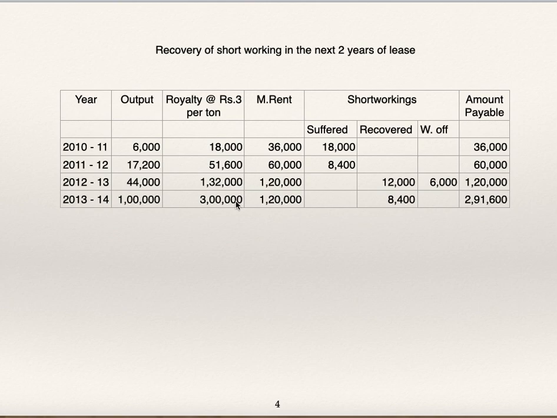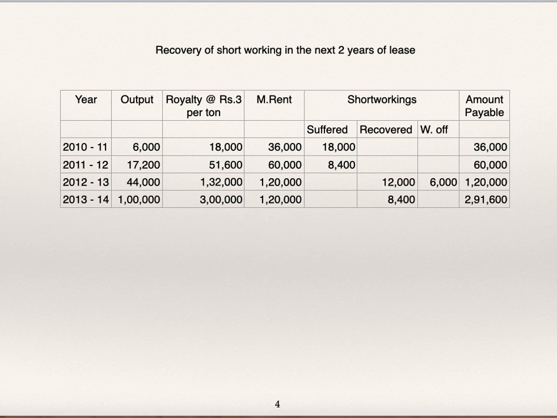For the year 13-14, royalty is 3 lakhs. Minimum rent is 1,20,000. Amount to be recovered is 8,400 that he can easily recover. So 3 lakh minus 8,400 is amount payable to landlord, which is 2,91,600. Amount payable is royalty or minimum rent, whichever is more, subject to recovery of short working. So 3 lakhs minus 8,400 is amount payable.